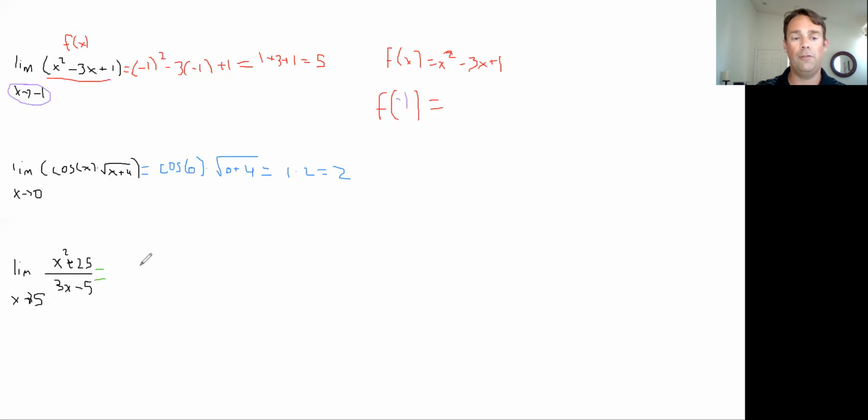Let's keep going here, friends. We plug our 5 in here. So 5 squared plus 25, throw that in there. And we get 3 times 5 minus 5. And we end up with 50 over 10, which is 5. So when I ask you to evaluate limits analytically, it just means plug the number in, evaluate it, figure out what it is that you're actually dealing with.